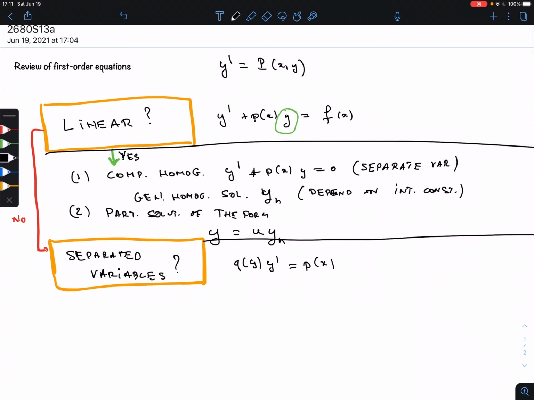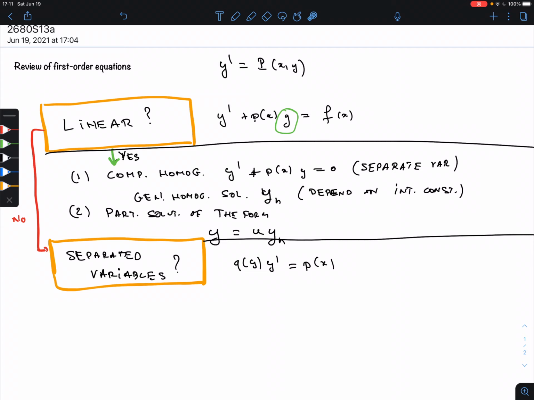Now, I'll give examples later, and then we will go through this using the flow chart. But you have to be a little careful. It doesn't mean that you can just put all y's on one side and all x's on the other side. That's not enough.